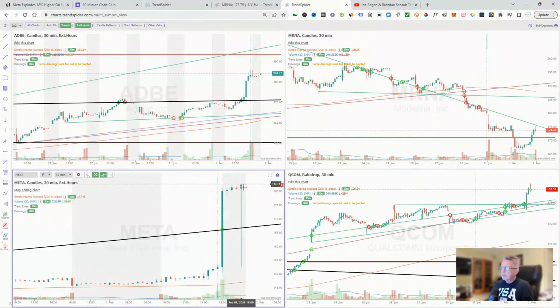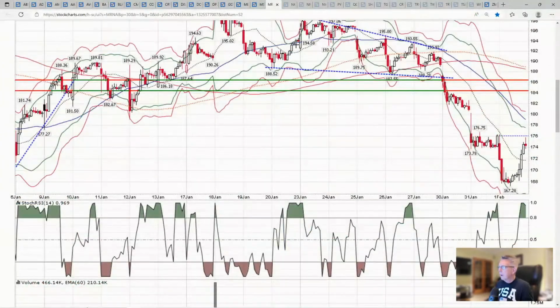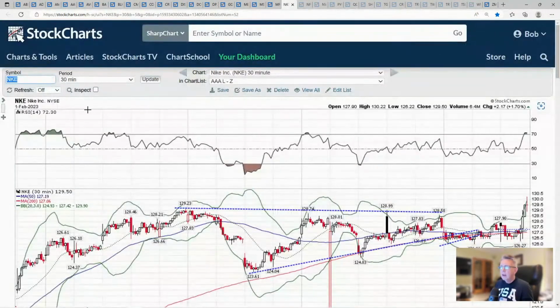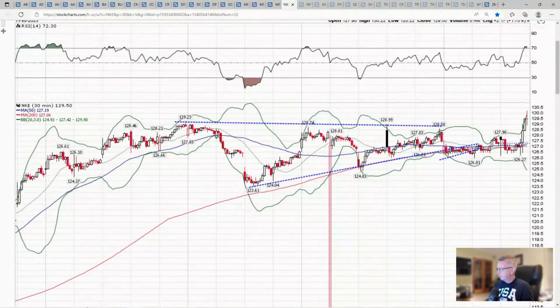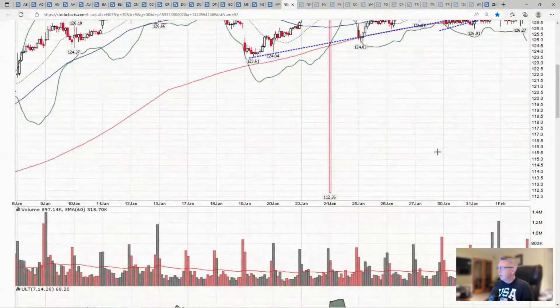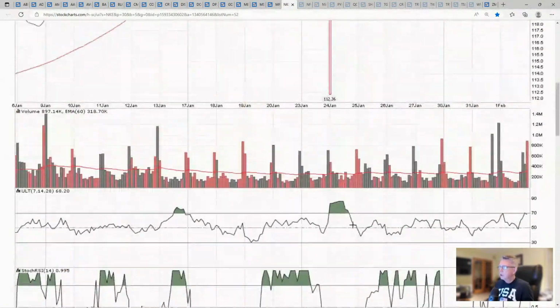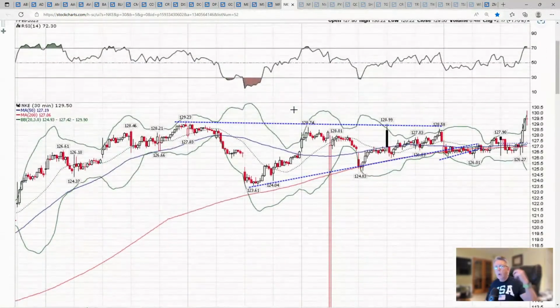There's Meta. Look at them spiking it after hours. Wow. Like no downticks whatsoever on Meta. Shorts are going to get annihilated tomorrow. Okay, moving on. Nike, 30-minute chart. Nothing sexy here. No reason to buy it. No reason to short it. We move on. And these are our quick hits. We look, we move on.